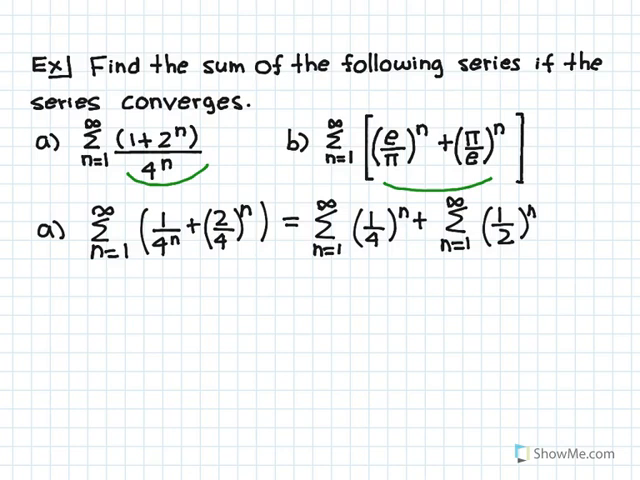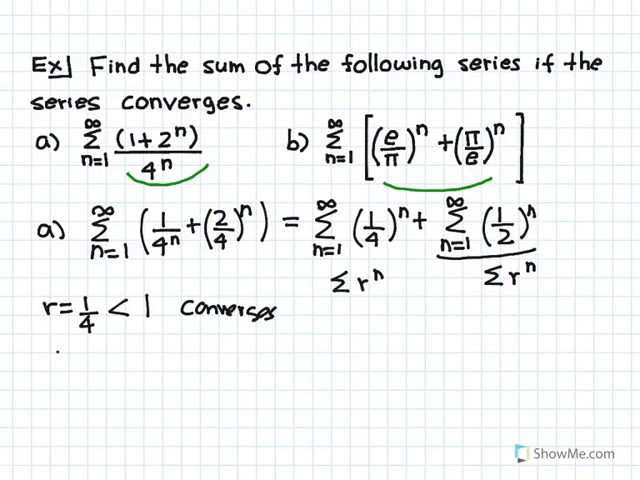Now we have a sum of two convergent geometric series, because both of these have the pattern summation r to the n. They're both geometric. If you look at the first series, summation n goes from 1 to infinity of 1 quarter to the power of n, the common ratio is 1 quarter, which is less than 1, and therefore the series converges. For the second series, 1/2 to the n, we have r equal to 1/2, and 1/2 is less than 1, so the second series is also a convergent geometric series.